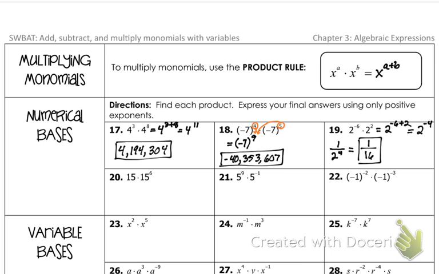Because it says you need to find the product, express your final answer using only positive exponents. So we have to understand if I have a negative exponent, I must put it as a positive exponent by turning it into a fraction.